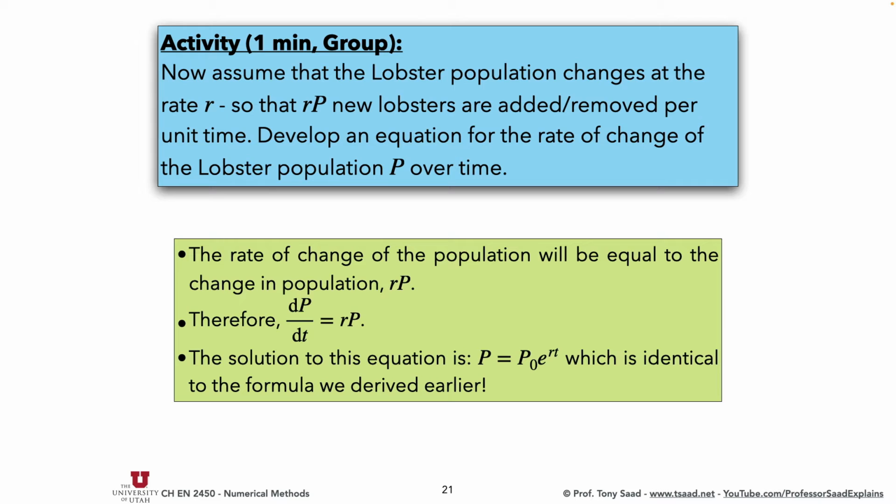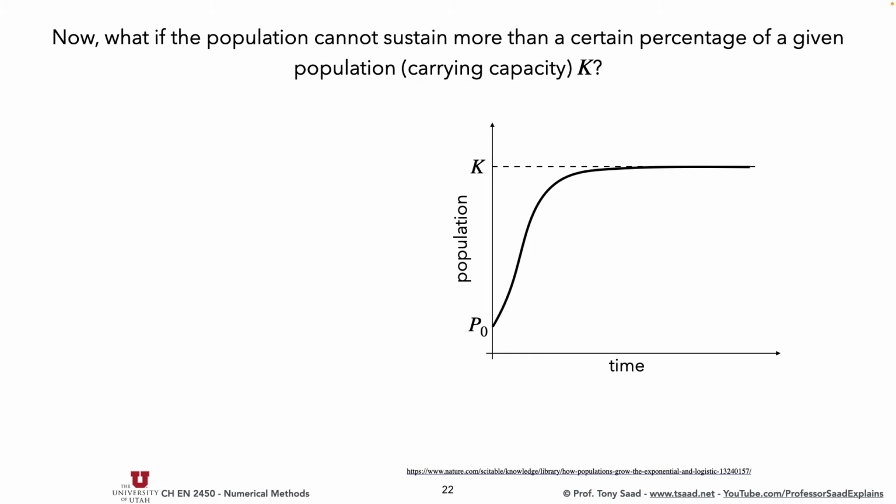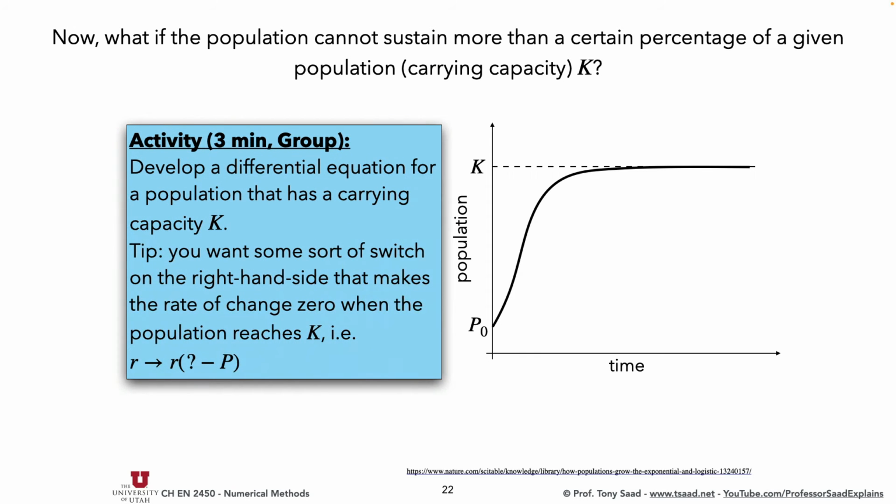All right. So now, to the elephant, or the lobster, in the room. Now, what if the population cannot sustain more than a certain percentage? Like I said, that carrying capacity K. Develop a differential equation for a population that has a carrying capacity K. And here's the tip. By now, I hope you recognize that the right-hand side of that dP by dt is so important. It tells the rate of change what it's going to do.